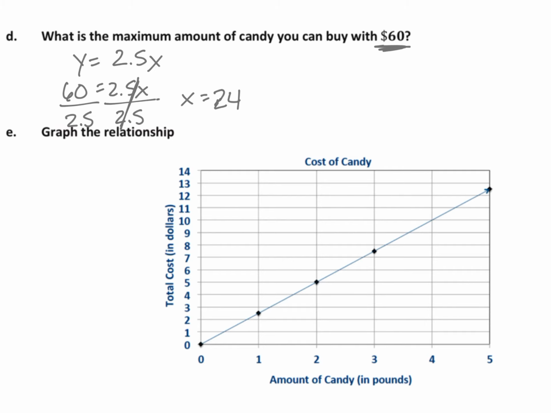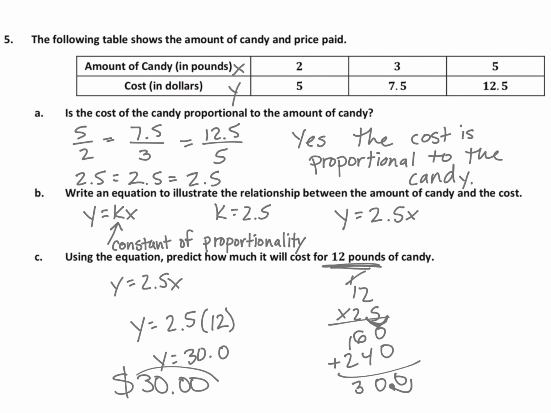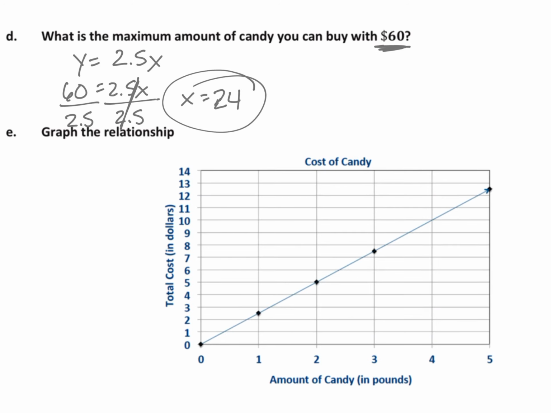Another way that we can think about this is back here. For $30, we got 12 pounds. So for twice as much money, we can get twice as much candy. And twice 12 is 24 pounds.